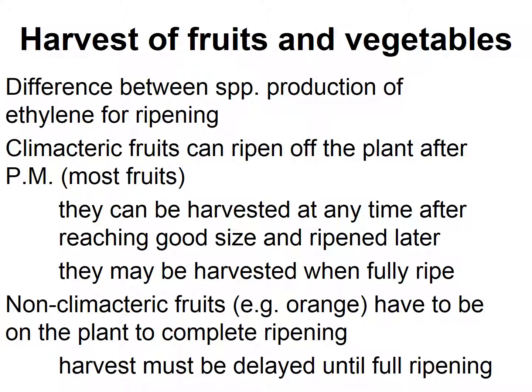So they can be harvested at any time after reaching good size and ripened later. But they can also be harvested when fully ripe. So we have more options with climacteric fruits than with non-climacteric fruits. The latter, non-climacteric fruits, for instance citrus, strawberry, watermelon, have to be on the plant to complete ripening. So harvest must be delayed until full ripening.